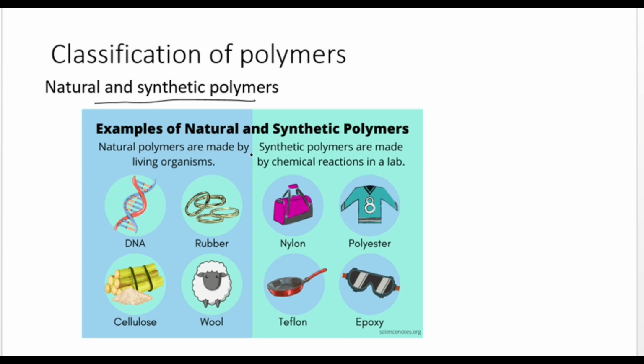Another interesting fact is that we can modify these natural polymers and form synthetic polymers. Also, we can synthesize polymers from low molecular weight compounds like ethylene, propylene, styrene, and so on. Examples for natural polymers are DNA, rubber, cellulose, wool. The examples for synthetic polymers are nylon, polyester, Teflon, epoxy.